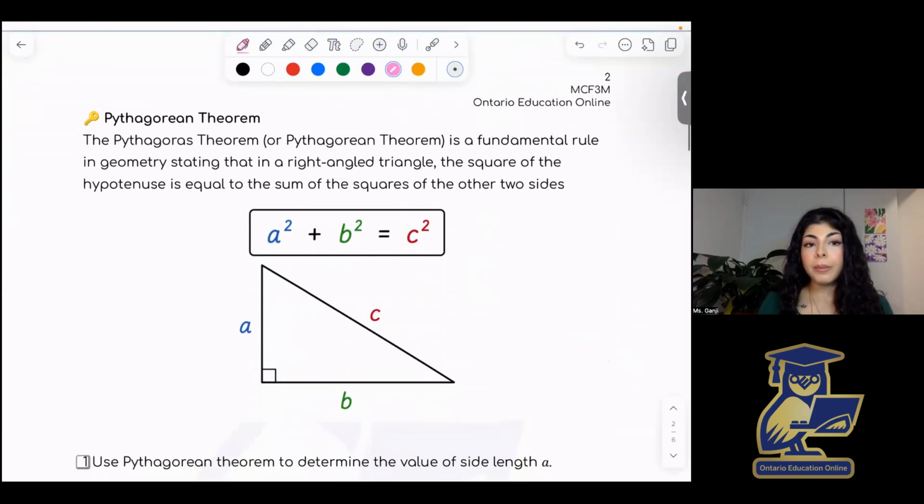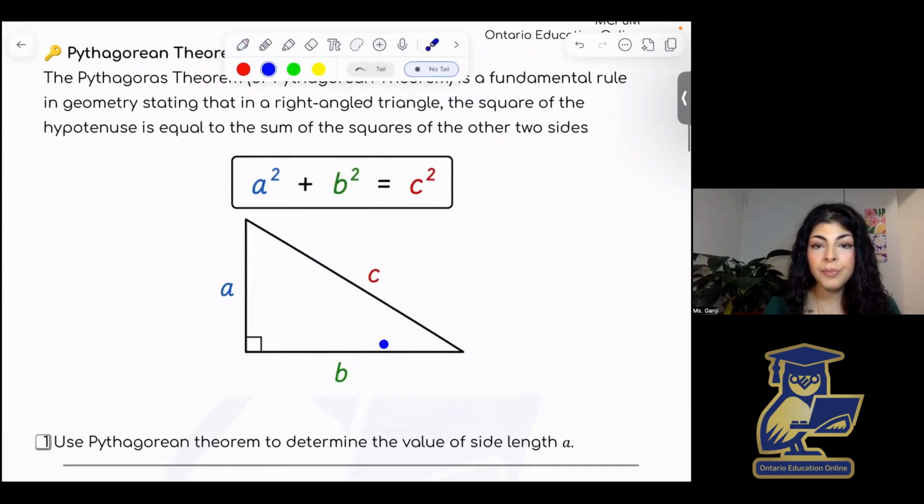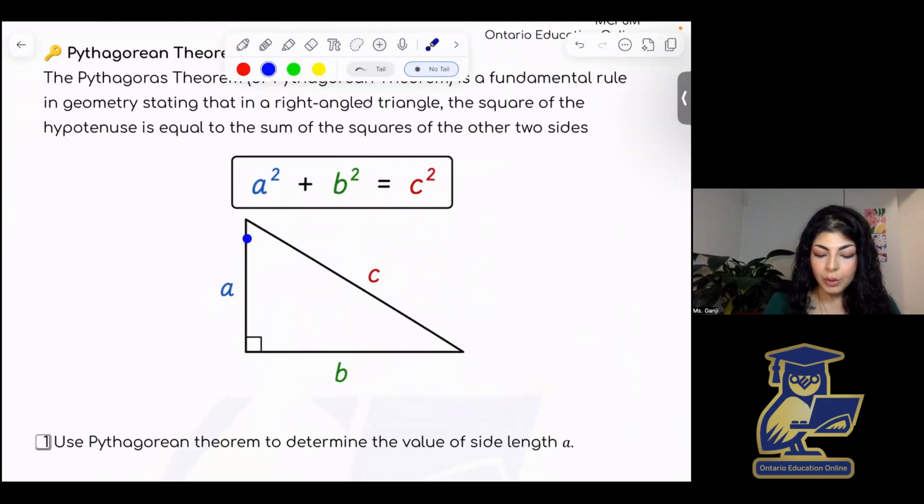So the Pythagoras theorem or Pythagorean theorem is a rule in geometry that tells us in a right angle triangle, the square of each leg, when you sum it up, is equal to the square of the hypotenuse. So here we have one leg and another leg here, A and B. And a squared plus b squared is equal to c squared.